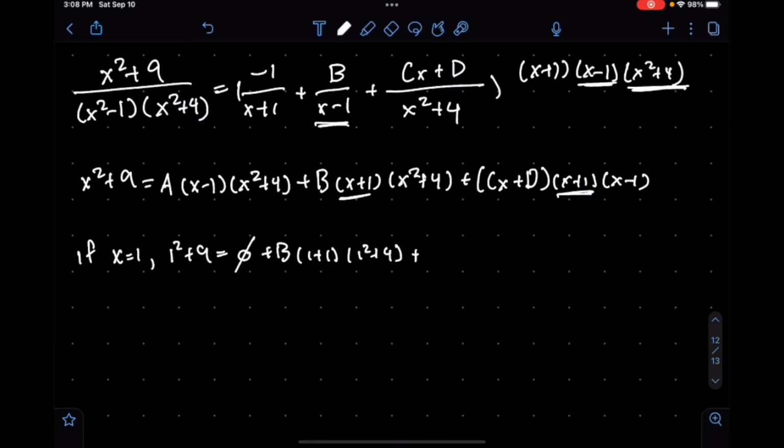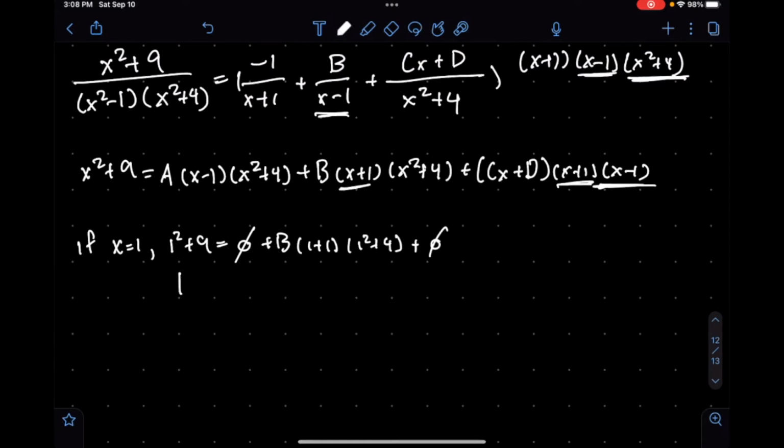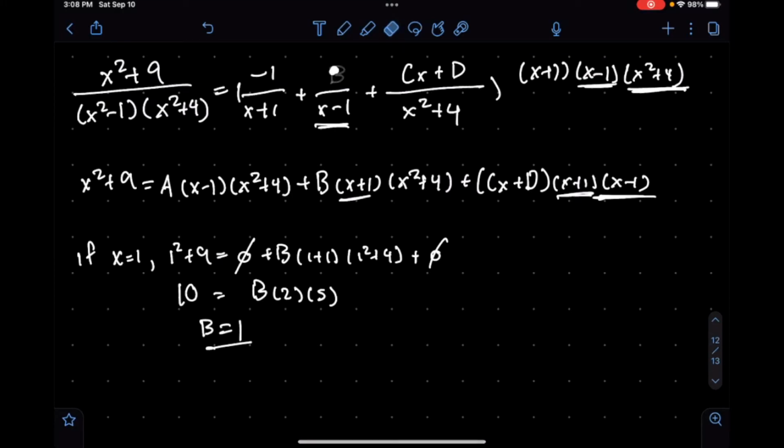And then the c and d terms cancel out as well, because they also have the x minus 1 term in it. So from this, we get 10 is equal to b times 2 times 5. B is equal to 1. We can plug that in here.